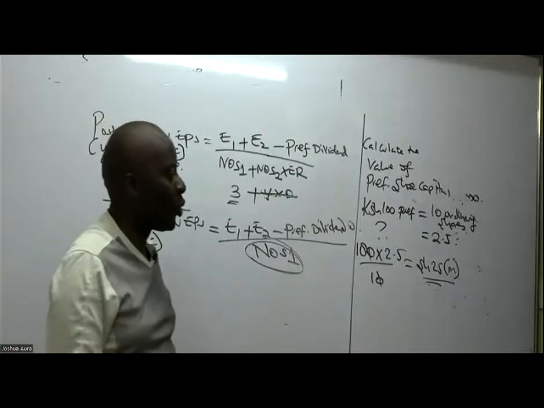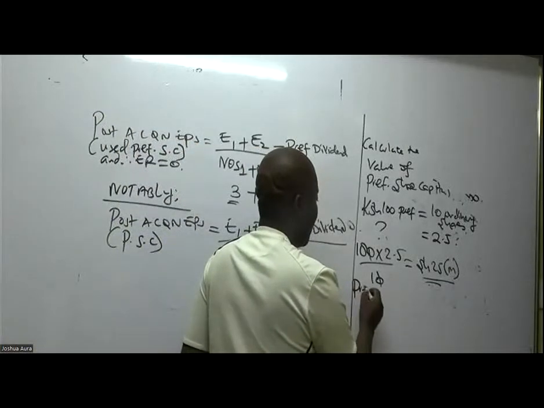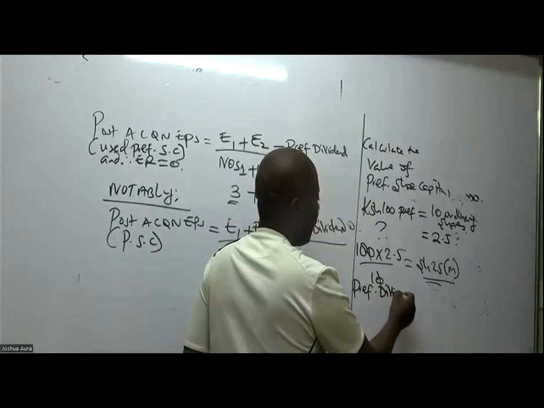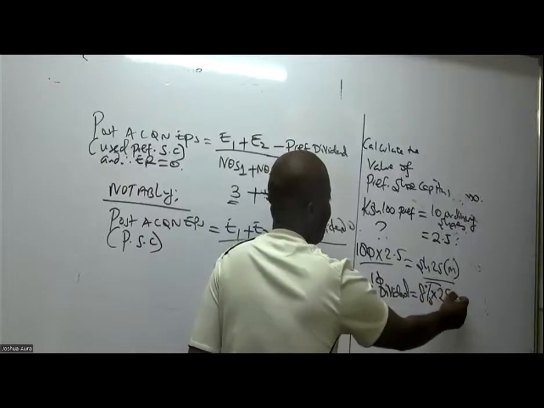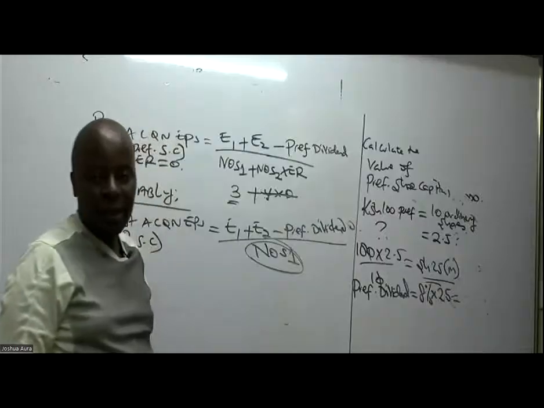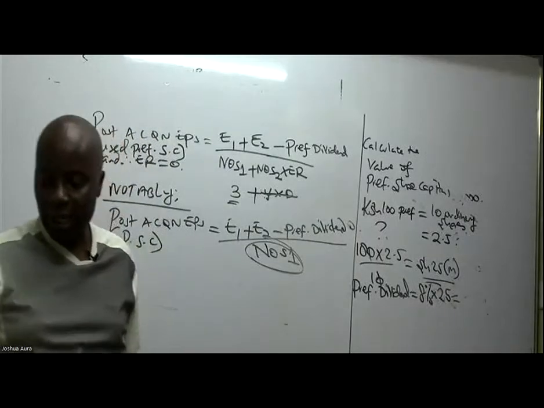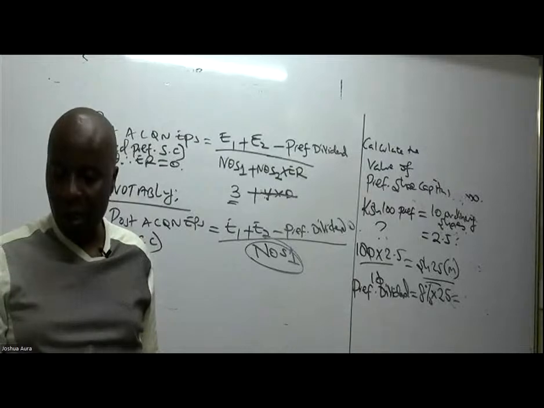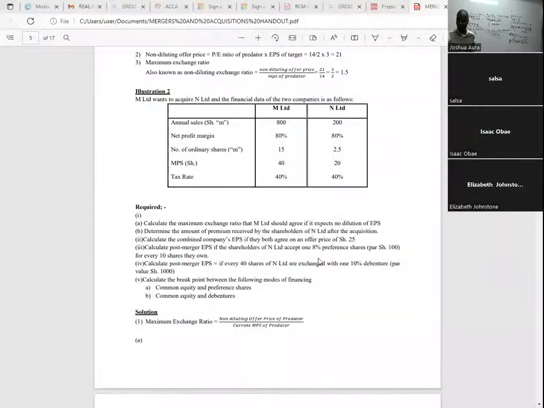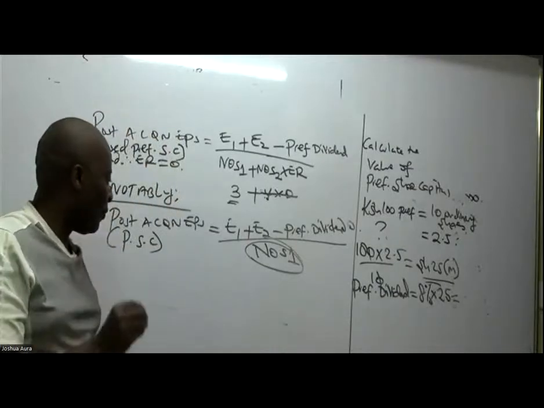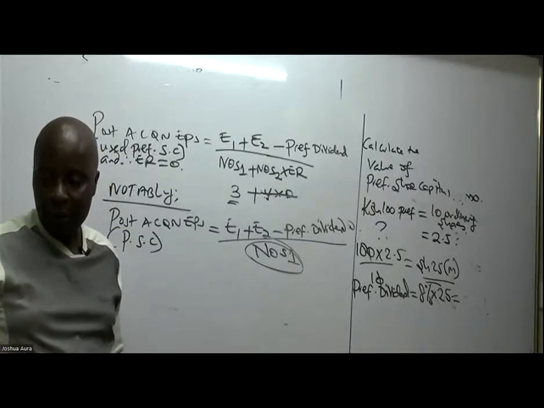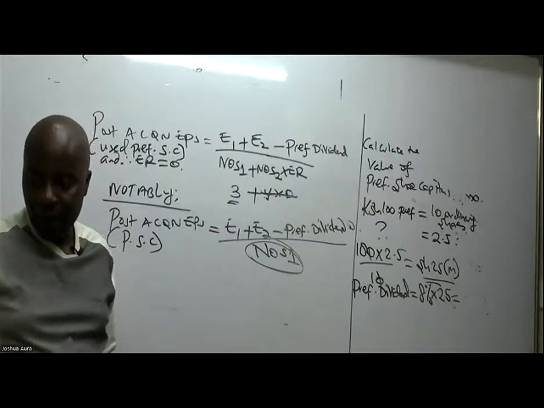So come here and now calculate the preference dividends. They have given me the preference dividend rate as 8%. So 8% of 25 will be equal to how much? The preference dividend rate is 8%, so it is 8% of the total preference share capital.